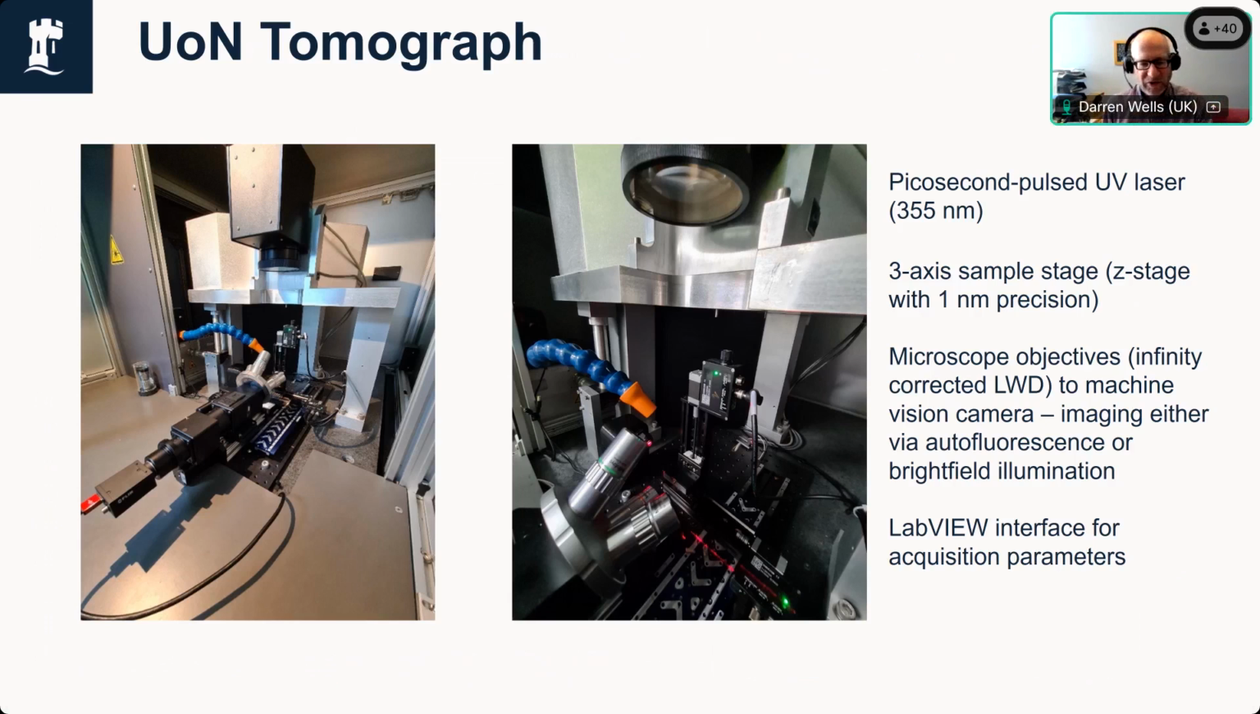And we swapped to microscope objectives. These are long working distance infinity corrected lenses hooked up to a machine vision camera, which means we can alter the scale at which we're doing this work. And this is shown in this image here.